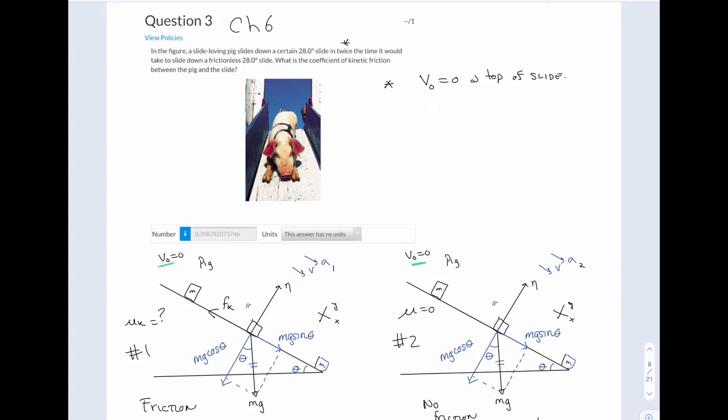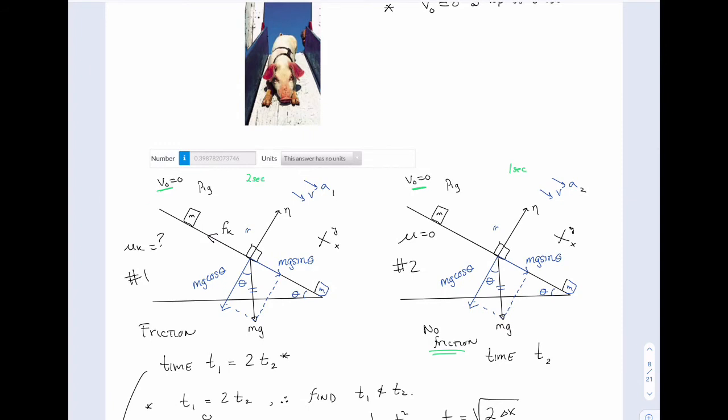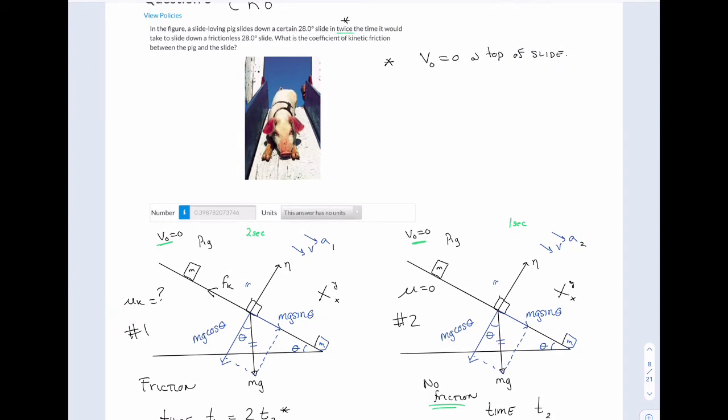ramp. So this picture here is no friction. So for example, if it takes 1 second to slide down the frictionless ramp, it's going to take longer to go down the rough ramp. Maybe it takes 2 seconds. So it says it takes twice the time.